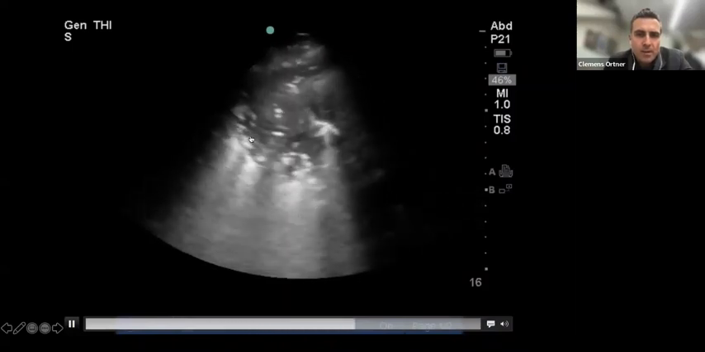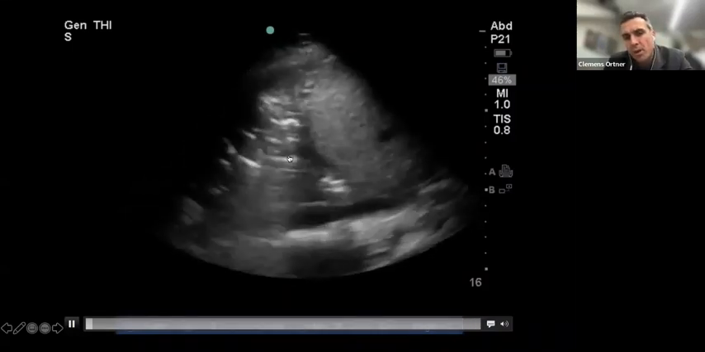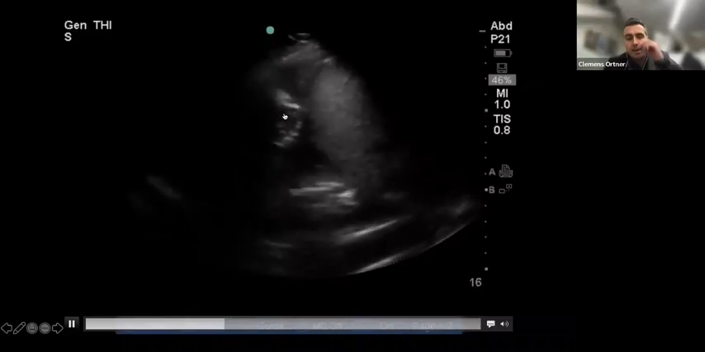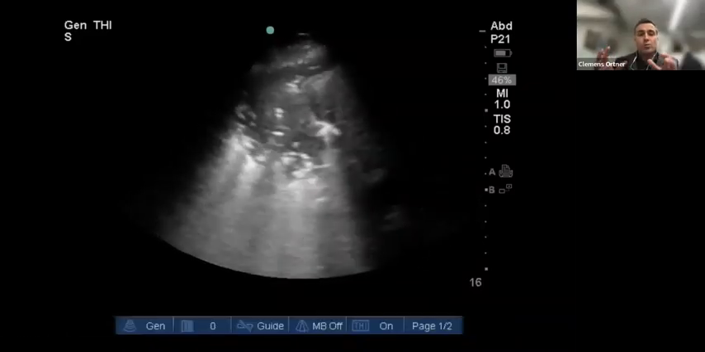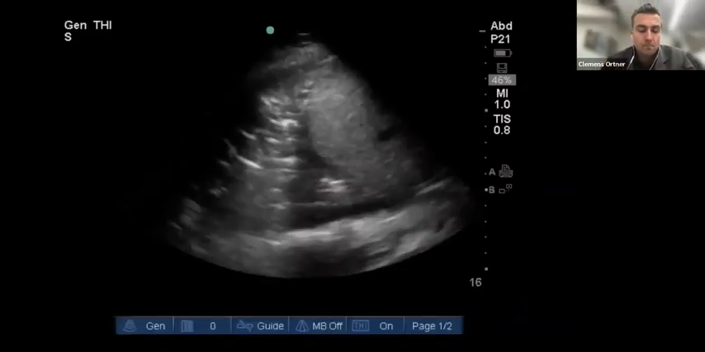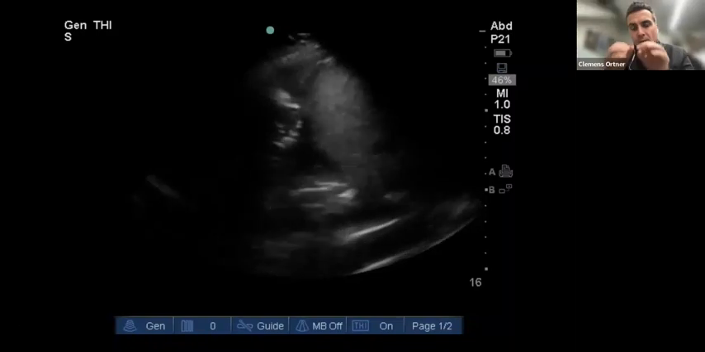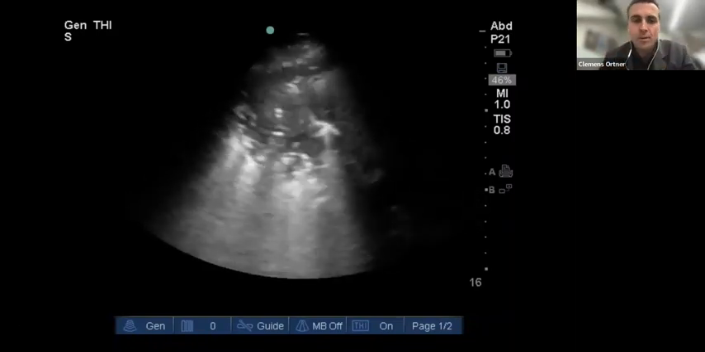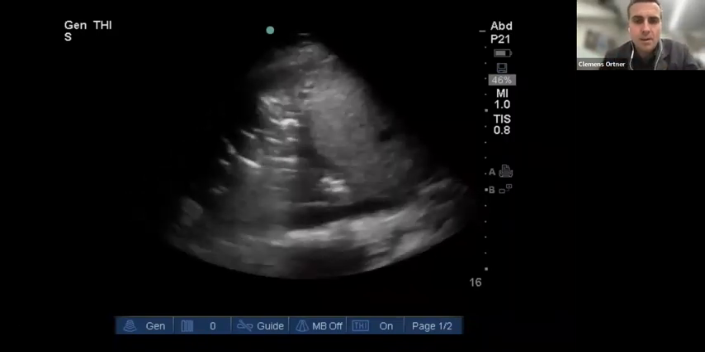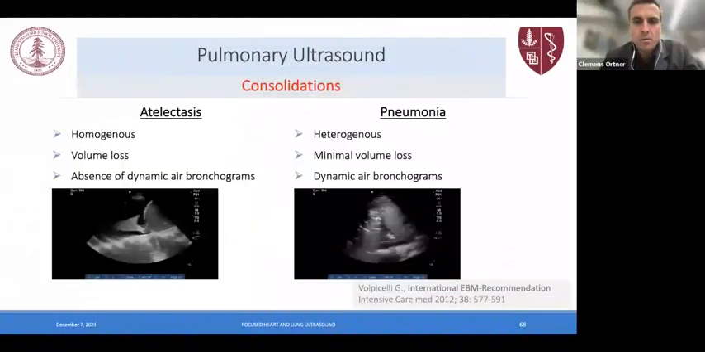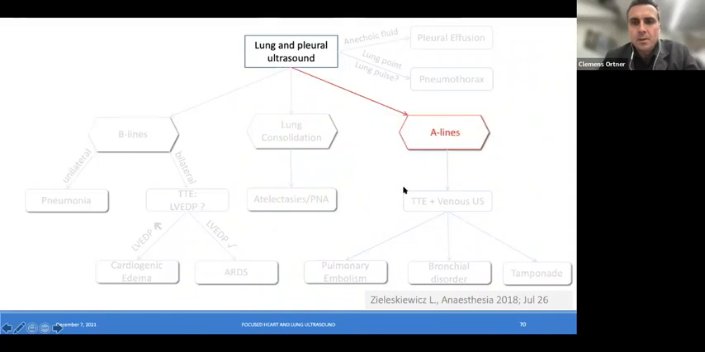And when you find these open bronchioles, that is an indicator that the lung tissue is more or less inflamed, but the bronchioles are still open. Then you have this dynamic air bronchogram. Again, in a pneumonia, it also is consolidated, but it is much more heterogeneous. You have minimal volume loss and you have these dynamic air bronchograms. Okay.